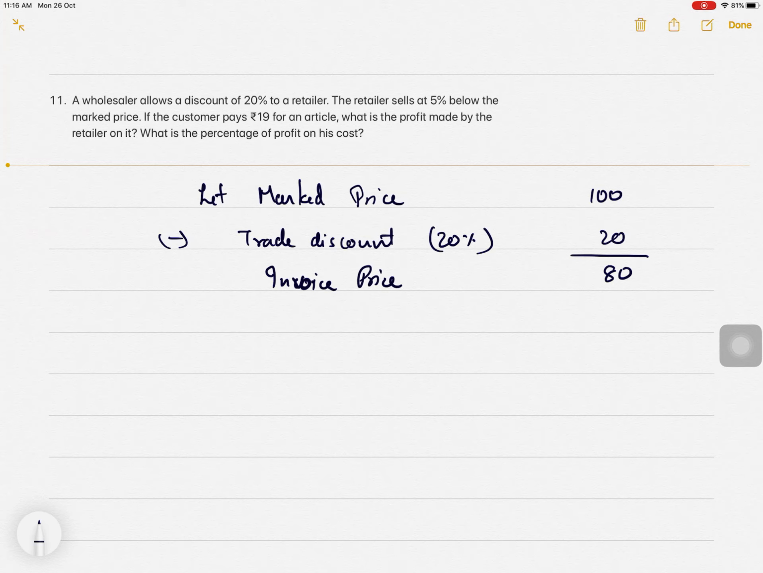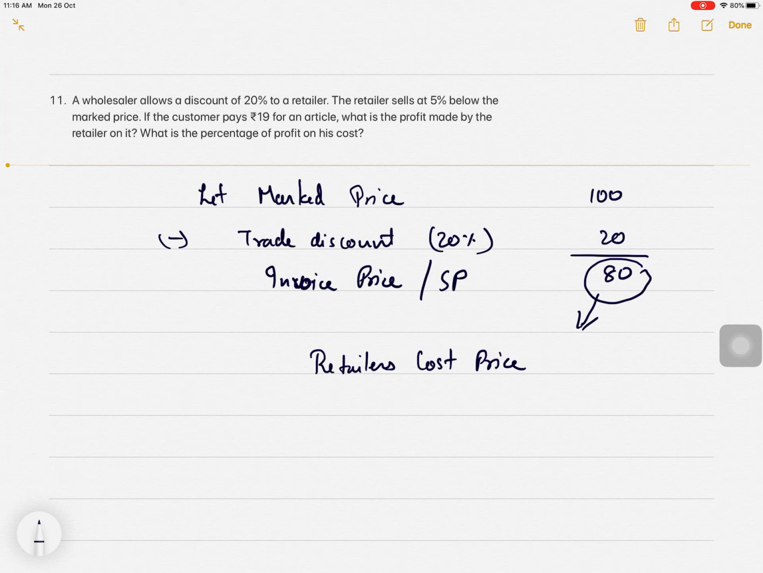And this is the price at which the wholesaler is selling to the retailer. This is the selling price itself. So this 80 rupees, this selling price is to the wholesaler. So for the retailer, this is the cost price. The wholesaler is selling it for 80 rupees, that means the retailer is buying it for 80 rupees. That means the retailer's cost price is 80 rupees.